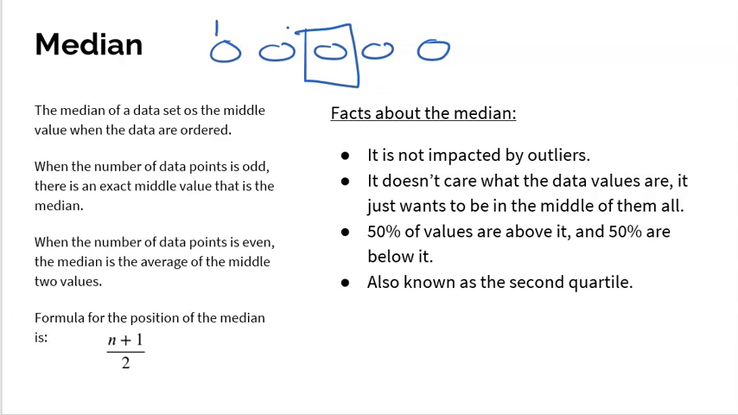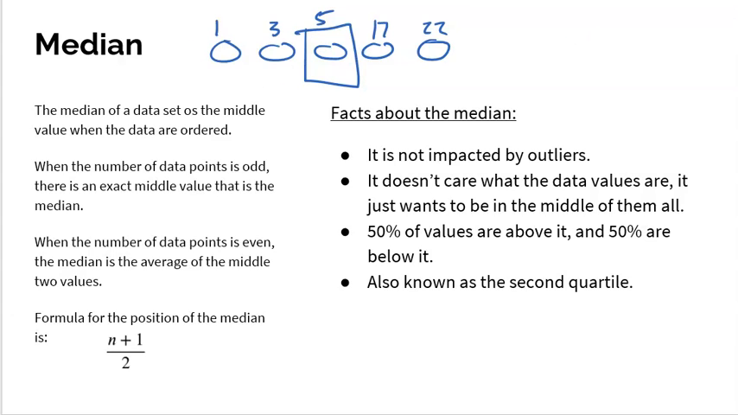So this could be a 1, this could be a 3, this could be a 5, this could be a 17, this could be a 22. And it just wants to be in the middle. It doesn't care what those numbers are. It just wants to be that middle value, okay? Now, when you have an odd amount of data, the median is smack dab in the middle. Like my example here, there are 5 values. The median is the value smack dab in the middle, 2 above, 2 below.